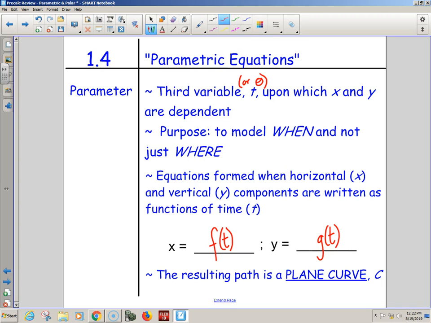Which might beg the question in your mind, what about three-dimensional motion? Well, how about an x of t, y of t, and z of t? Don't worry, not this year. Although if you're bored, maybe pre-cal chapter 11 that we skipped last year, you might want to go peek at that. Three-dimensional vectors. Anyway.